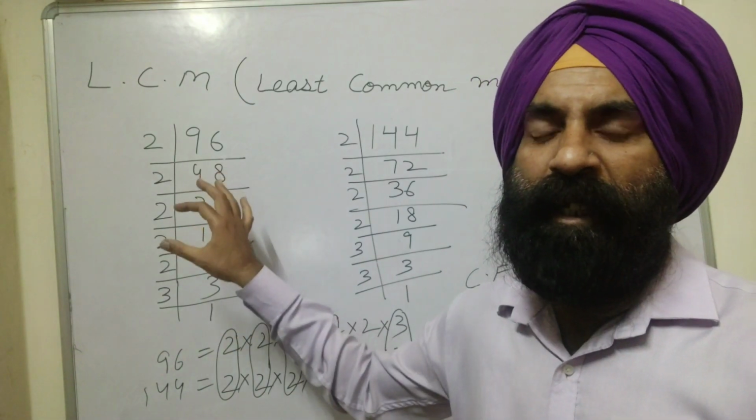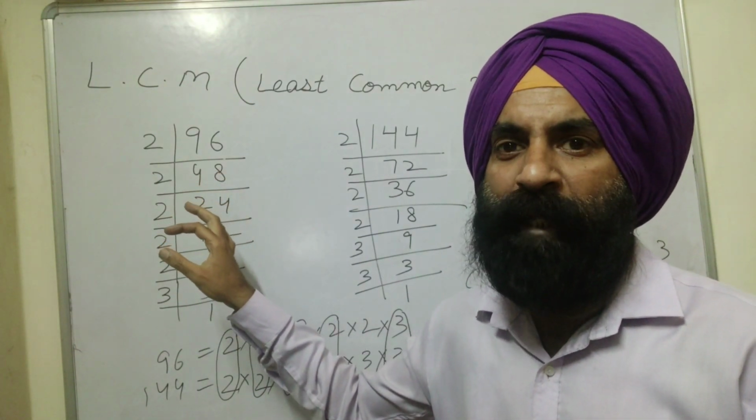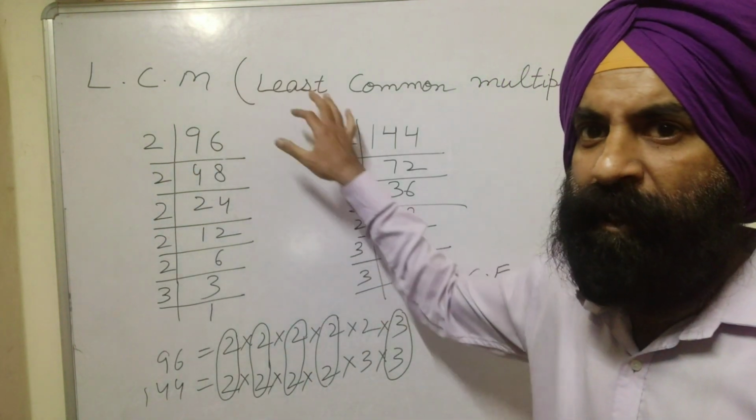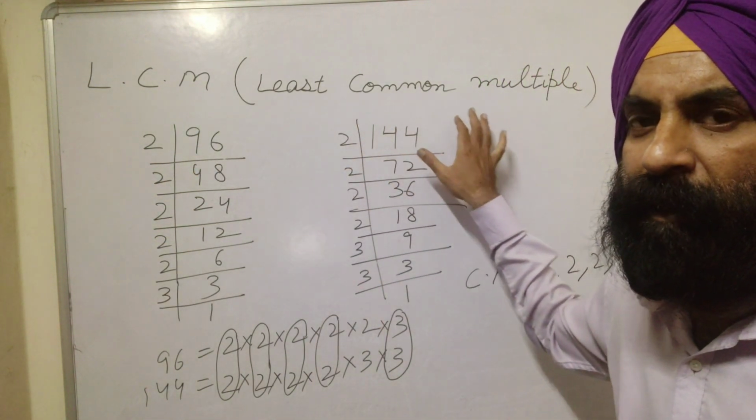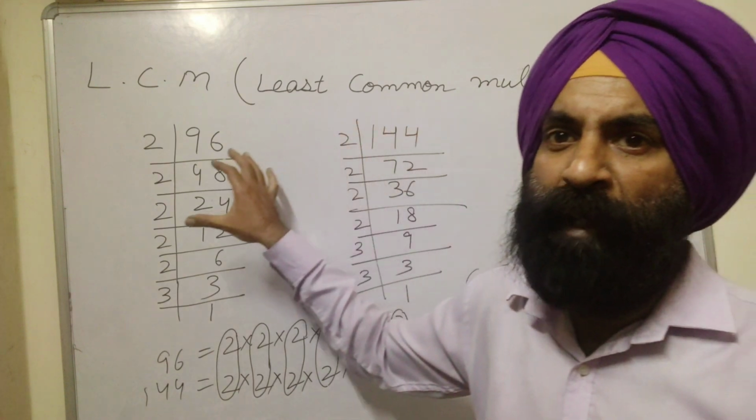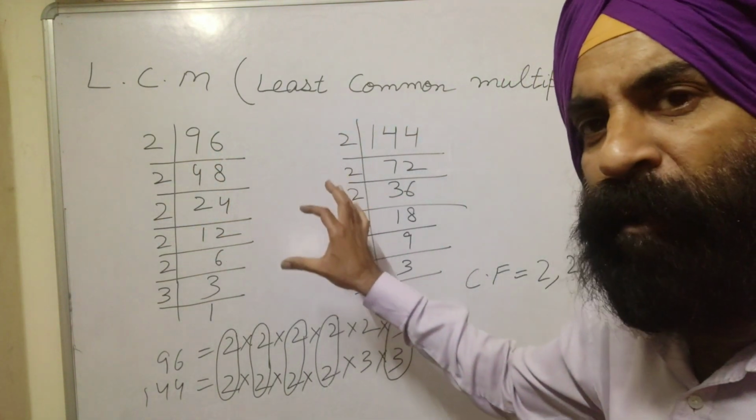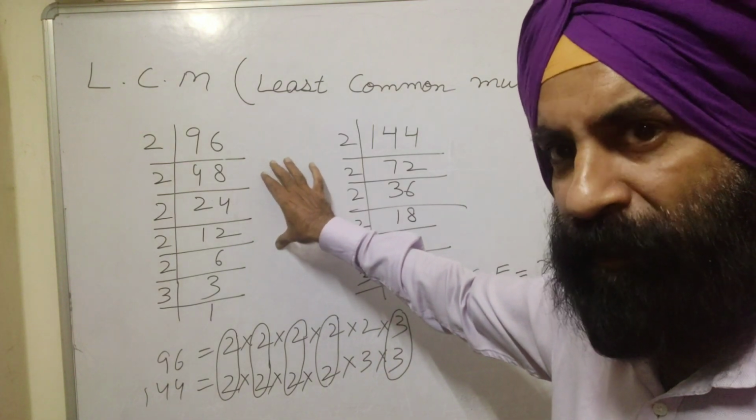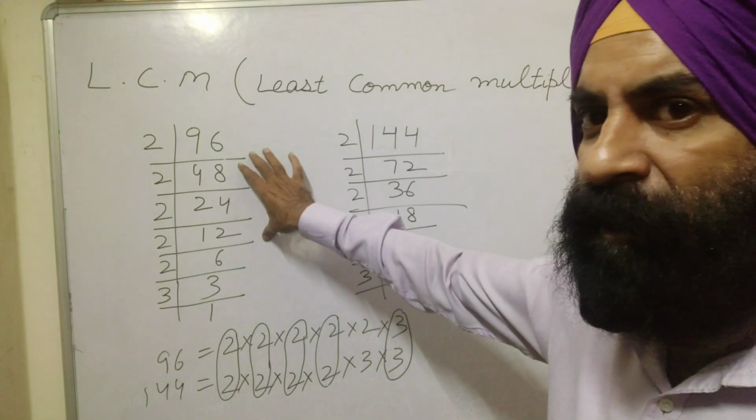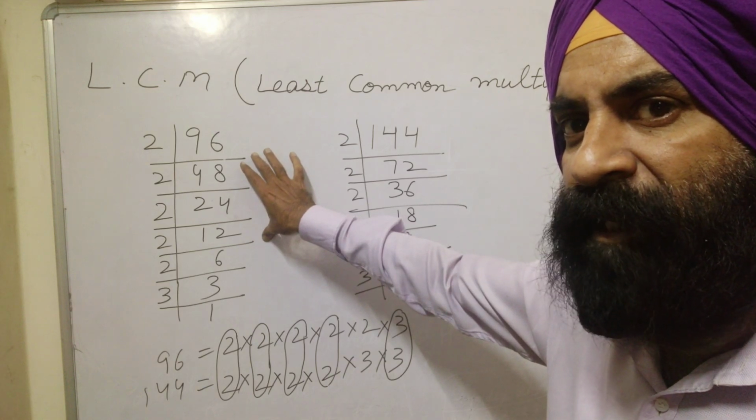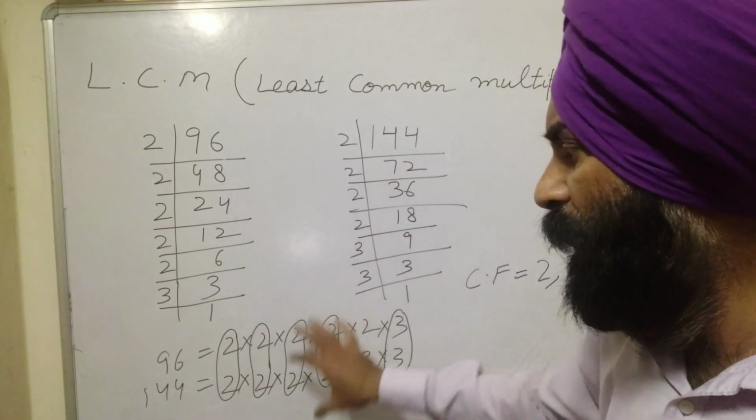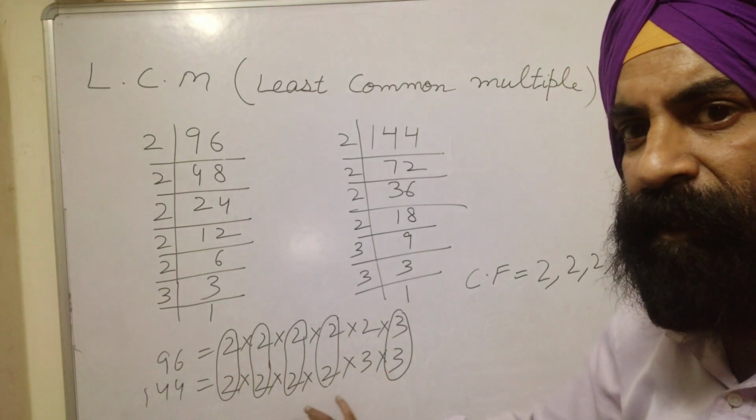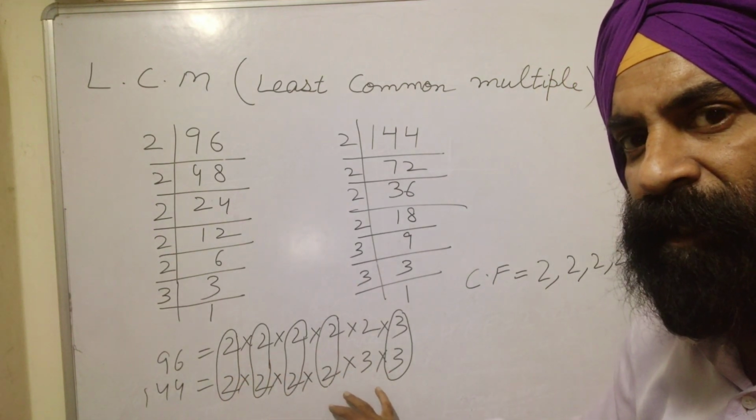So students, earlier we have understood about HCF of two numbers. Now we'll learn about LCM, which means least common multiple. The least common multiple of the given two numbers can also be found with the help of the prime factorization method. So we have done the prime factorization of two numbers here, 96 and 144, and I have written it here.